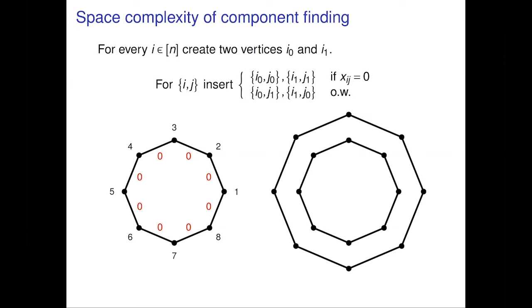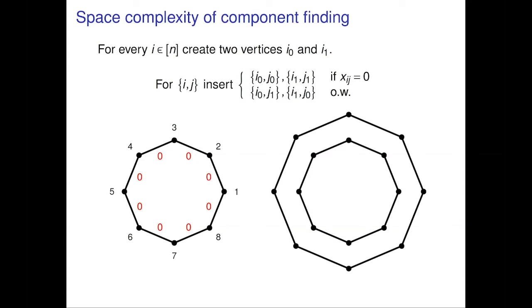So this is a fairly standard reduction as far as reductions in this area go. For every vertex i in the streaming cycles instance, I will have 2 vertices, i0 and i1, the 0 and the 1 copy. And whenever an edge ij arrives, I connect the 0 copies and the 1 copies if the corresponding bit is 0, and I cross otherwise. So I connect the 0 copy of i to the 1 copy of j, and the 1 copy of i to the 0 copy of j.